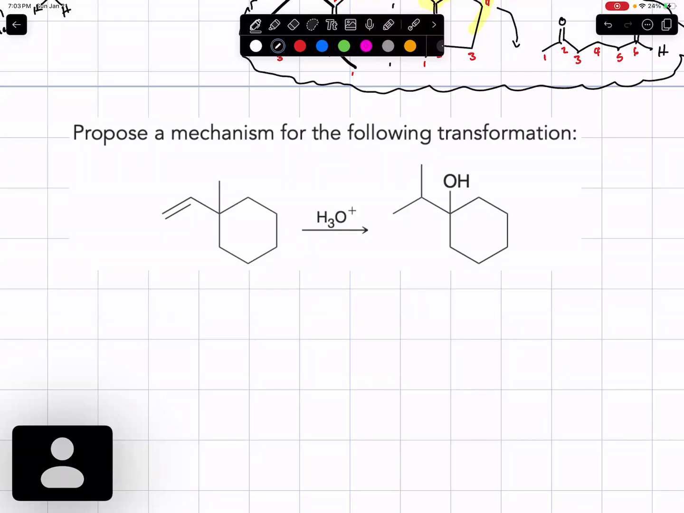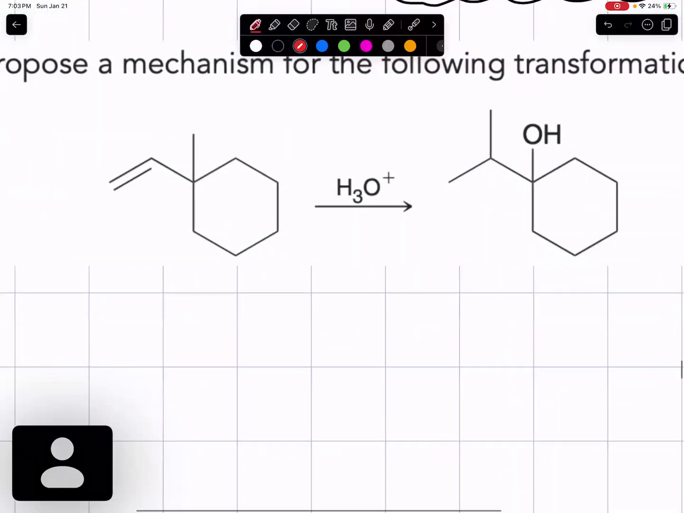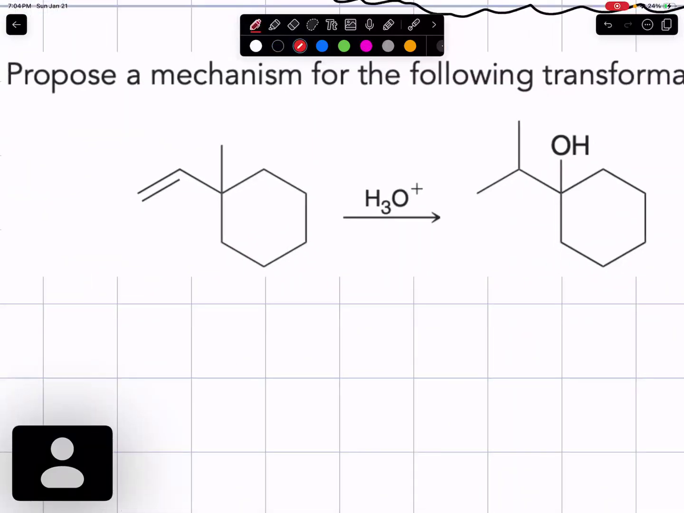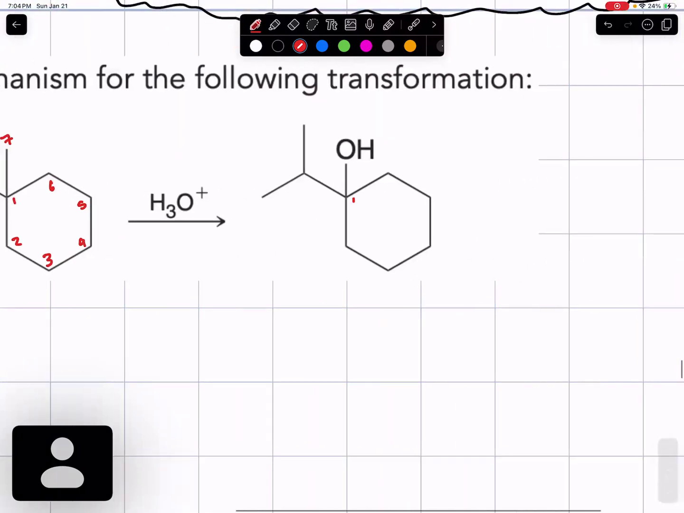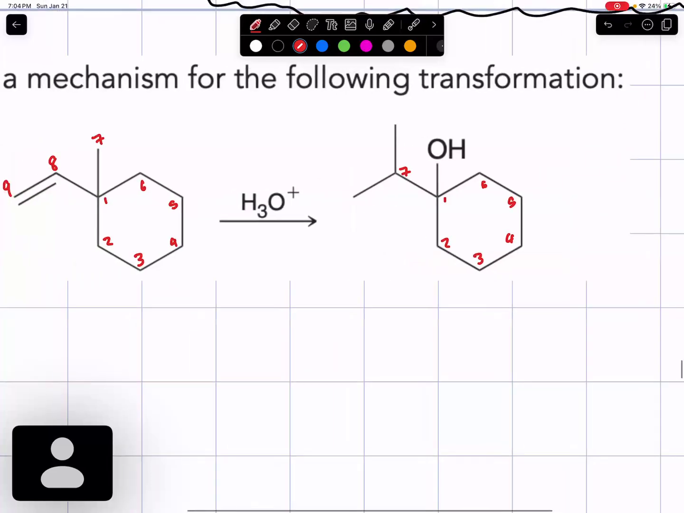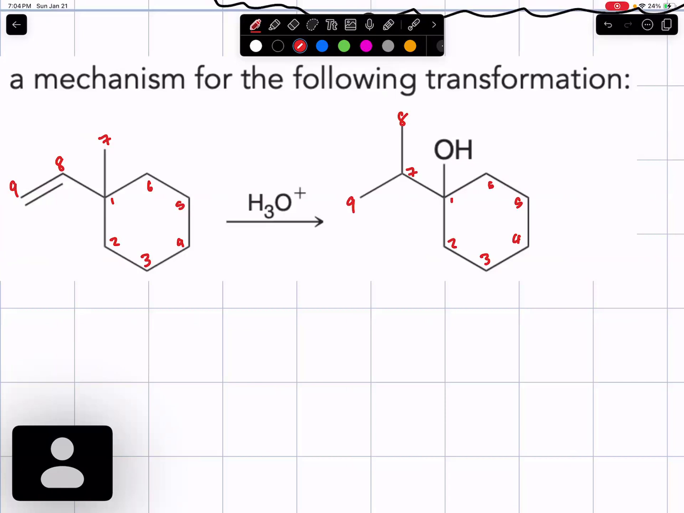Is it increasing in carbons? Let's count. Let's just make sure. So we have 6 carbons here: 1, 2, 3, 4, 5, 6. We have a carbon here, 7. We have a carbon here, 8. And we have a carbon here, 9. Let's look over here. We have 1, 2, 3, 4, 5, 6. We have a carbon here, that's 7. We have a carbon here, that's 8. And we have a carbon here, that's 9.